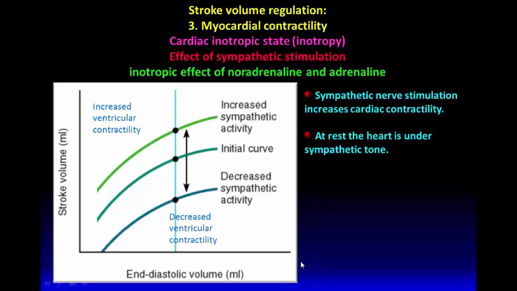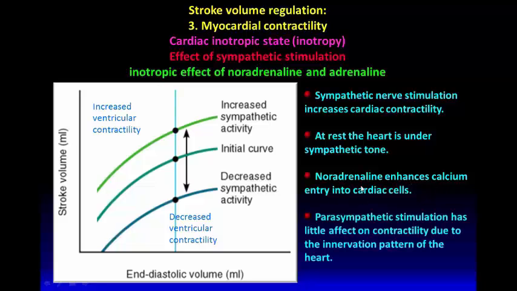And you need to know that at rest the heart is under sympathetic tone, and the mechanism by which sympathetic stimulation influences contractility was described in a previous lecture. So catecholamines, norepinephrine and epinephrine, have positive effects on contractility. They have positive inotropic effects. Just to remind you, norepinephrine and epinephrine enhance calcium entry into the cardiac muscle cells.